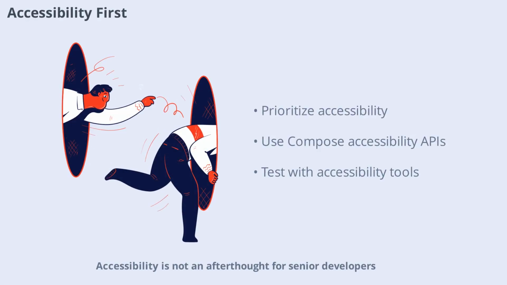Accessibility is not an afterthought for senior developers. They use Compose's accessibility APIs to make sure their apps are usable by everyone. This includes adding content descriptions, using semantics, and testing with accessibility tools.